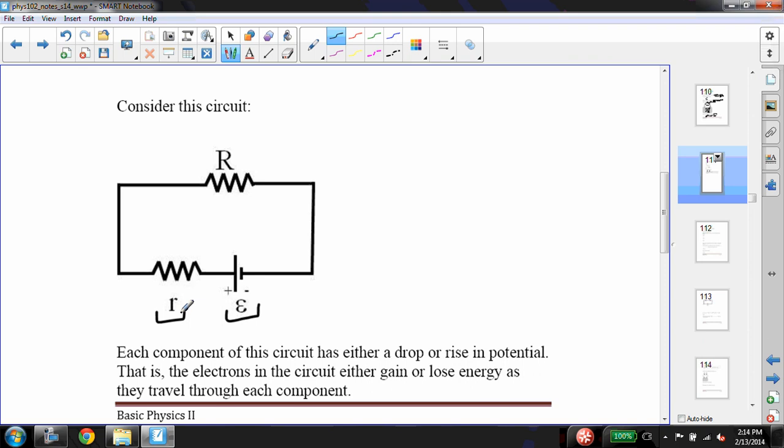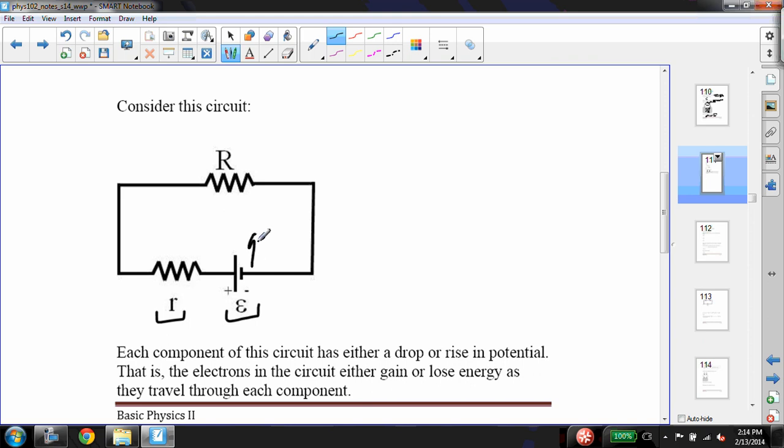Now, each component of this circuit has either a drop or a rise in the amount of energy that it imparts to the charges that are going through it. That is, in the energy per charge, or the potential for the charges as they go through. So those electrons, as they're traveling through the circuit, are either going to gain or lose energy. And you can imagine, you probably know actually, which ones they gain and which ones they lose energy.